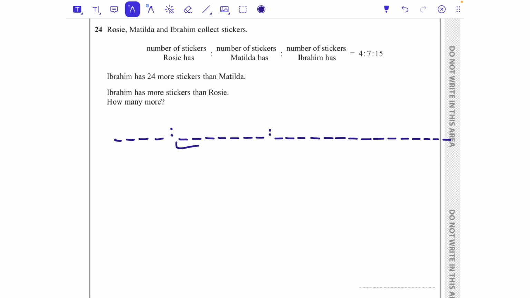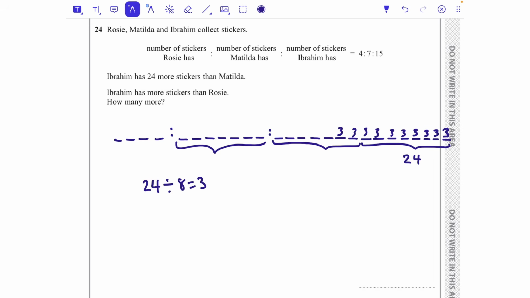Well, Matilda has 7 lines of stickers. We're going to put the same amount of stickers on every line. And so if I have 7 lines, the extra stickers that Ibrahim's got are 8 little piles. So we know that the extra 24 stickers must be over those 8 extra piles. 24 divided by 8 is 3. So that tells us that every one of these lines has 3 stickers on it.